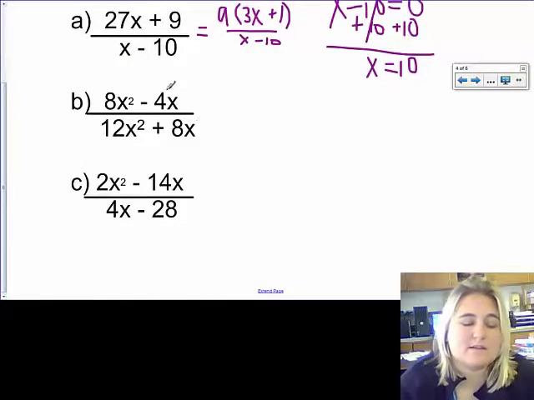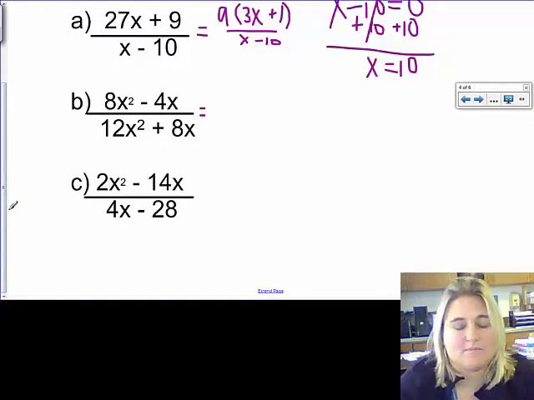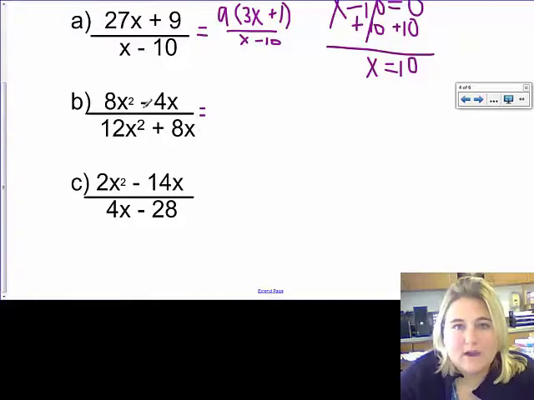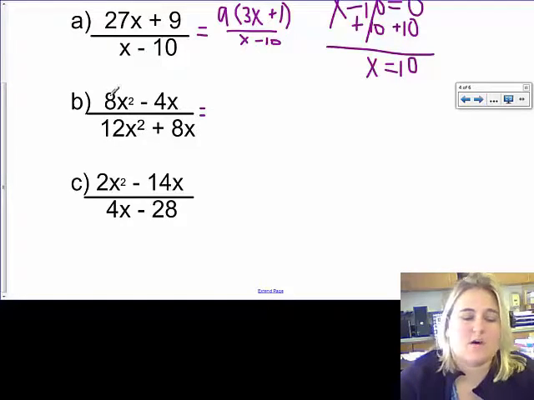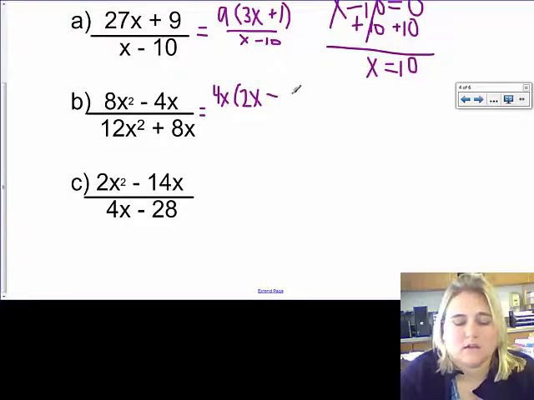On the next one, same thing, I'm going to factor, and on this one I can factor the numerator and the denominator. On example B, in the numerator, the number that I can factor out of both is a 4. And I have x squared and x. So I'm going to take the smallest exponent of x, which is just going to be x to the first, or just x. And if I take 8x squared divided by 4x, that will give me 2x minus 4x divided by 4x gives me 1.